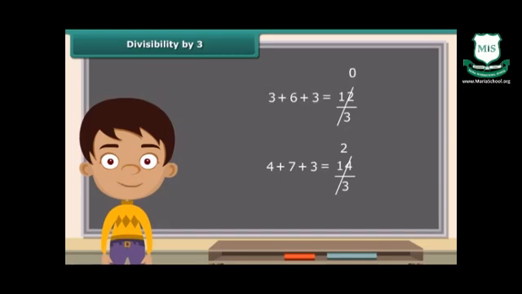Therefore, we can say that if the sum of the digits of a number is a multiple of 3, then the number is divisible by 3.